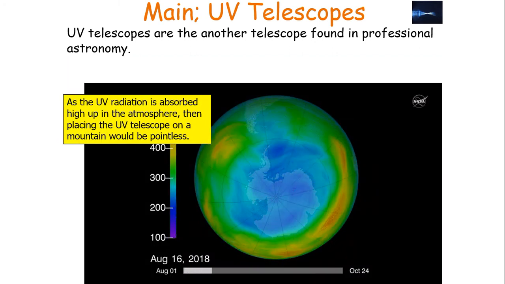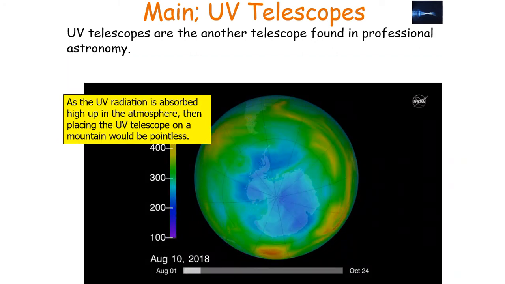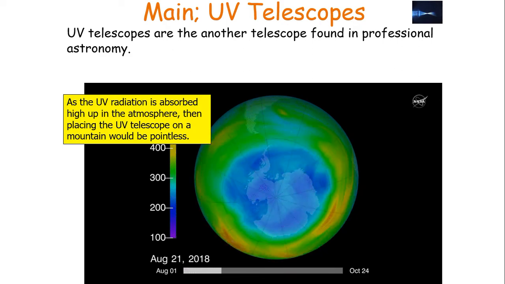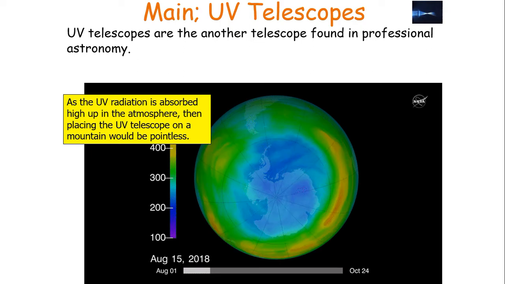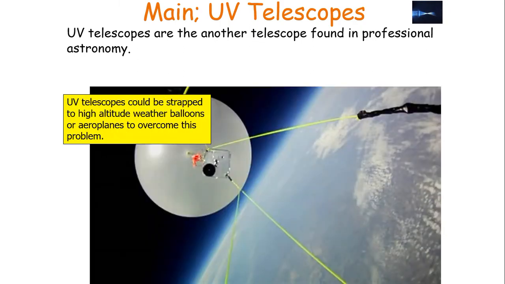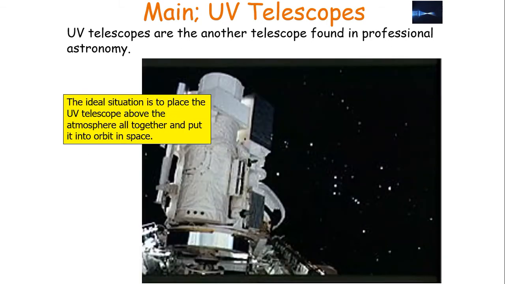So, as the UV radiation is absorbed high up in the atmosphere because the ozone layer is very high up, this means placing a UV telescope on a mountain would be pointless because it would still be below the ozone layer. So it's better that UV telescopes are strapped into high altitude weather balloons or aeroplanes to overcome this problem, or you can place them into orbit in space.